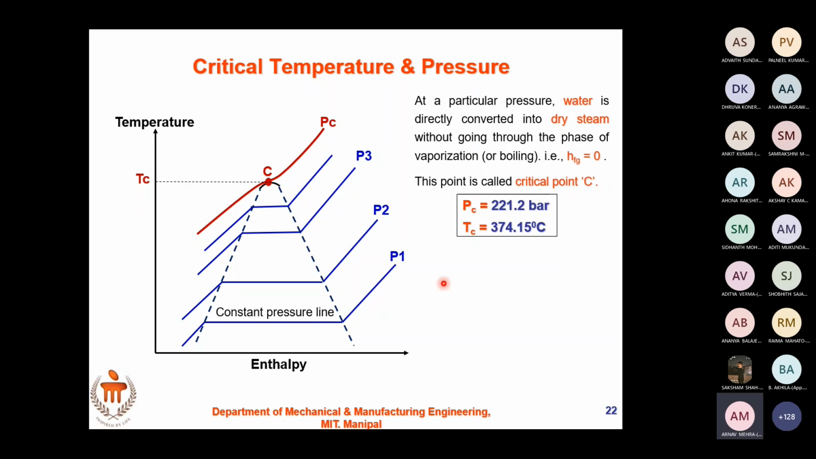Anybody having any doubt here? Ma'am, one doubt. If the temperature is critical but the pressure is not at critical pressure, then? It's not possible at all. When you are saying it's critical temperature, you are operating your boiler at that pressure only. Okay, ma'am.